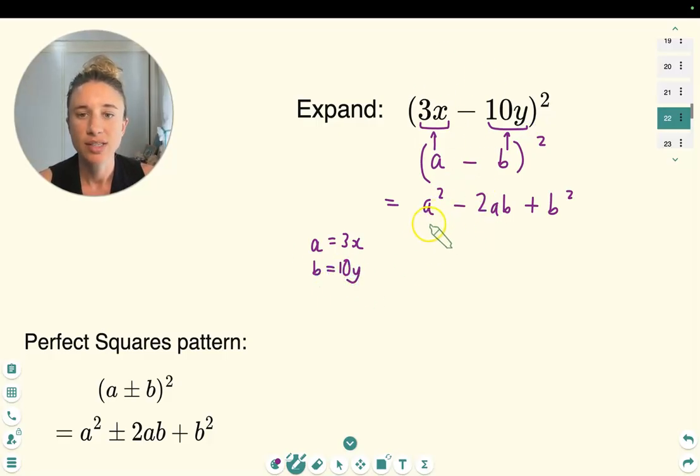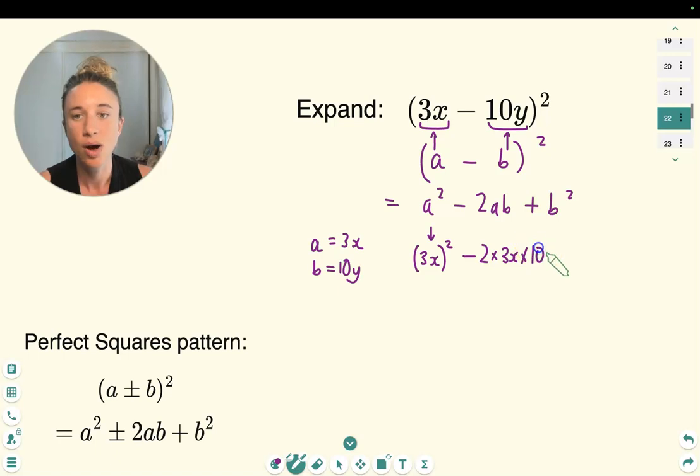Okay, so we're going to substitute that in now. We're going to say, okay, a is 3x. Now it's important to substitute with brackets. You'll see why soon. So take 2 times a times b. So a is 3x times b, which is 10y, plus b squared. Again, with brackets, particularly those first and last terms, okay?